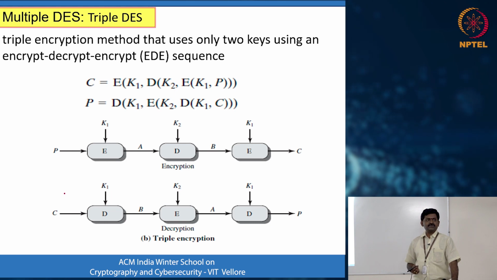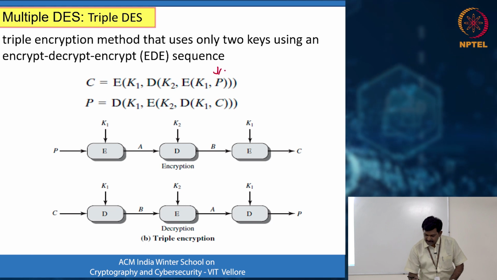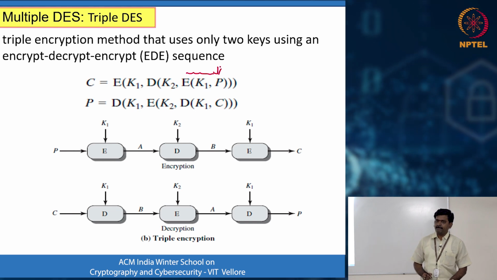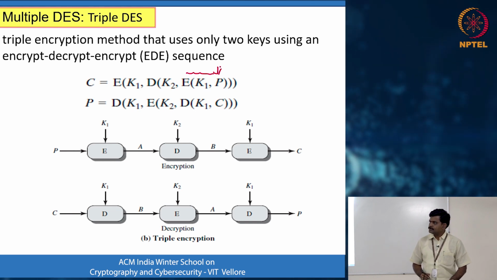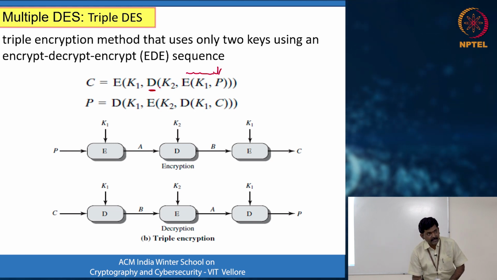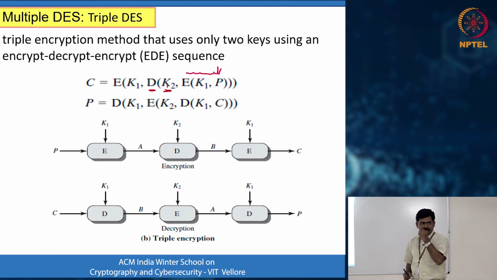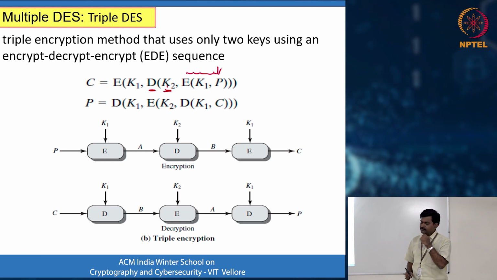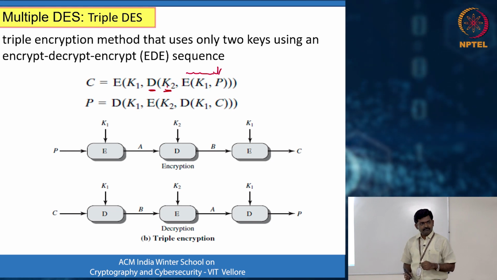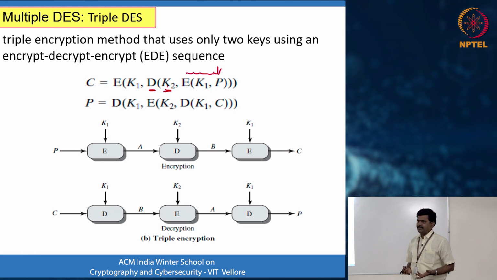What is the triple DES doing? What triple DES does is, you take the plain text, encrypt with the help of the first key, and then perform the decryption operation with the help of the second key. Decryption operation with the help of the first key produces what? But the decryption operation is performed with the help of the second key. What does it produce? Ciphertext.